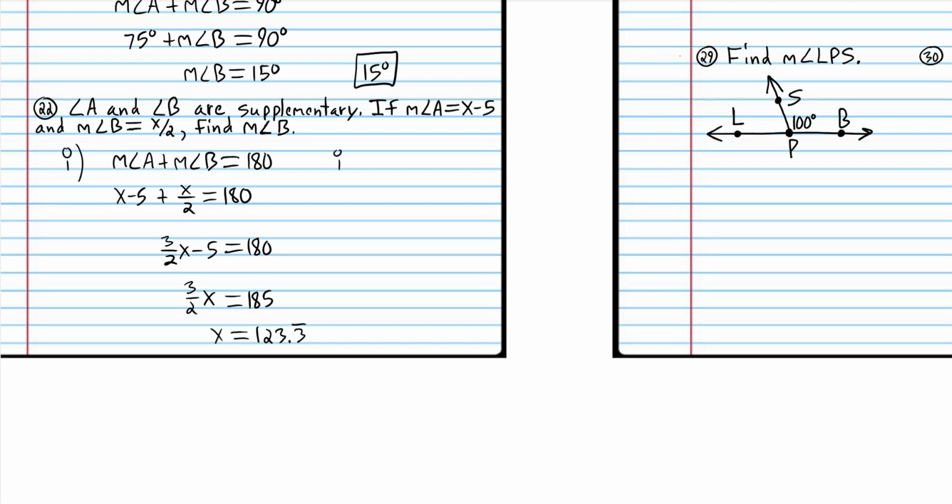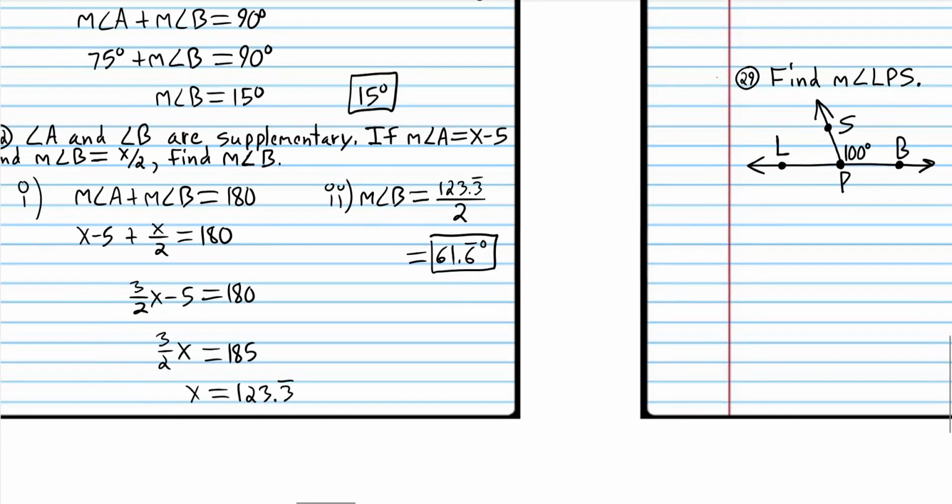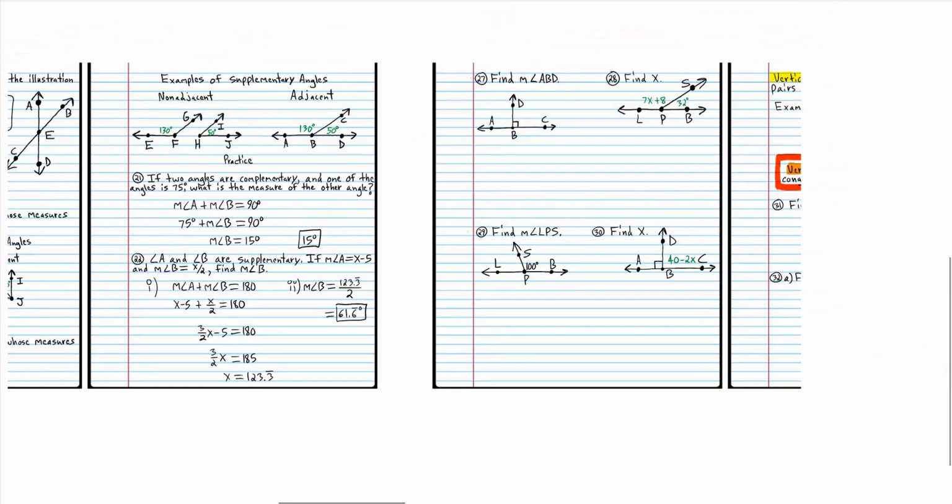Now we go on to step two. We need to find the measure of angle B. The measure of angle B is equal to x over 2, but we know x is 123.3 bar. So we just take that number in our calculator, divide by 2, and we see that the measure is 61.6 bar degrees. Sorry about the weird numbers there.